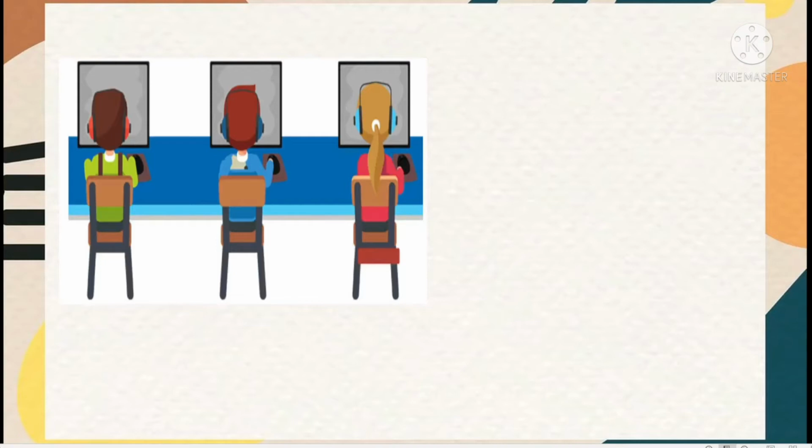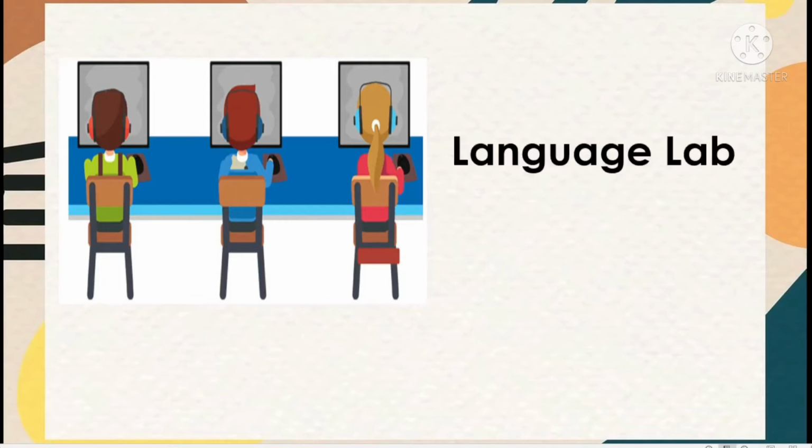They are using headphones and computers. What kind of room is this? I remember this is a lab. Nice guess. This is our language lab. Can you repeat after me? Language lab. Okay. How do you spell language lab? L-A-N-G-U-A-G-E. Language. How do you spell lab? L-A-B. It's important to know the spelling, okay?